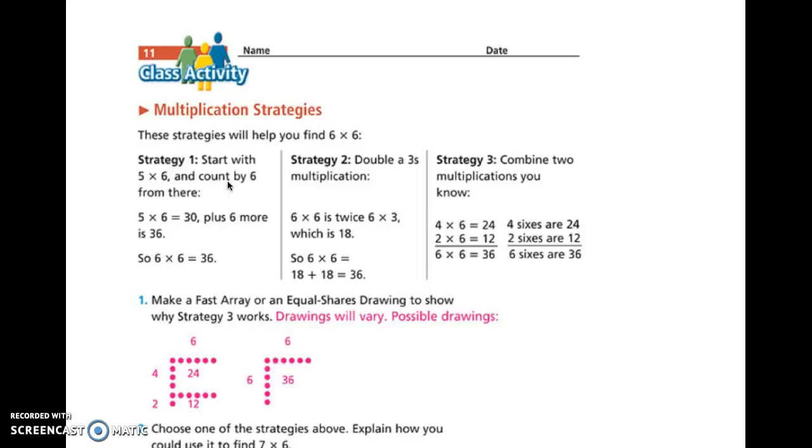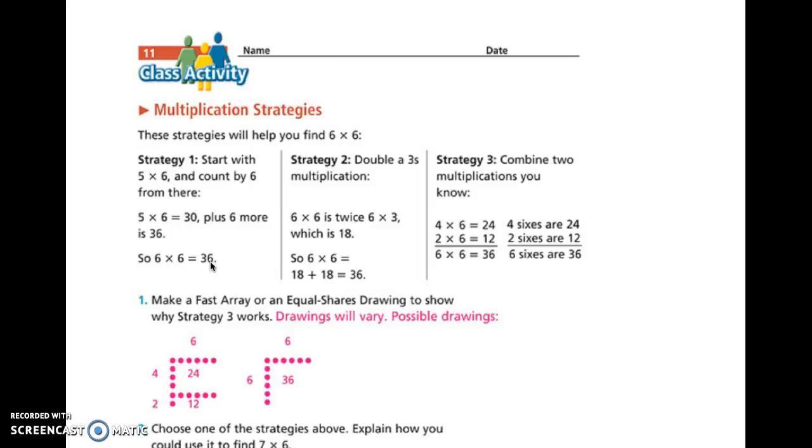Most people know their 5s, and you can use those to help you figure out things you don't know. So let's say I'm trying to find 6 times 6, and I know what 5 times 6 is. If I know that 5 times 6 is 30, and I want to get to 6 times 6, all I have to do is add 6 more. So 5 times 6 is 30, plus 6 more is 36. We can draw the conclusion that 6 times 6 is 36.